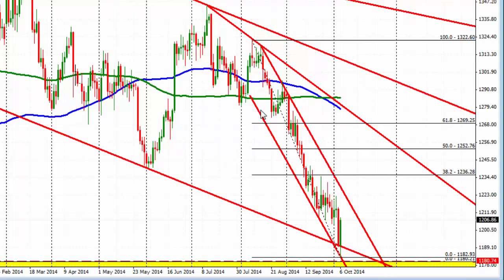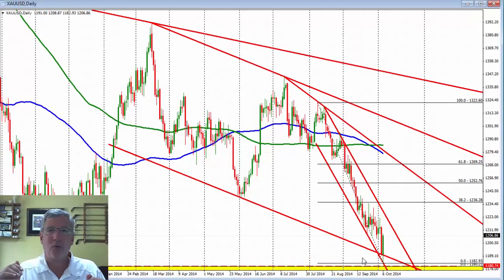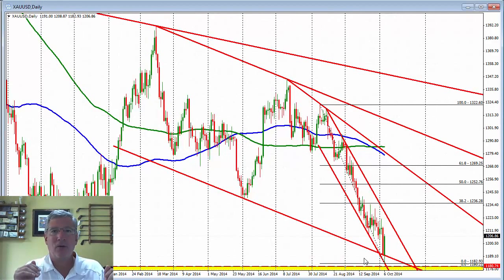Now, at the lows here today, we also had another trend line here connecting the highs, and I put a parallel trend line on this line. And what did we find? We found support against that trend line. So what do we do at the bottom today? We found support against the 1180 level. We found support against this trend line.